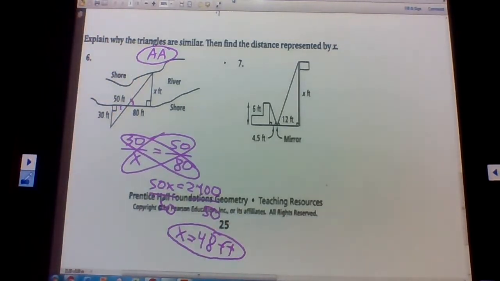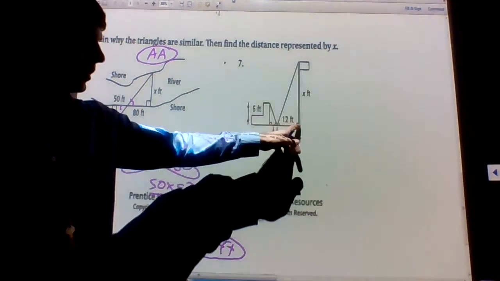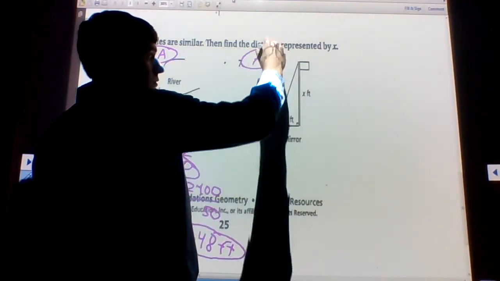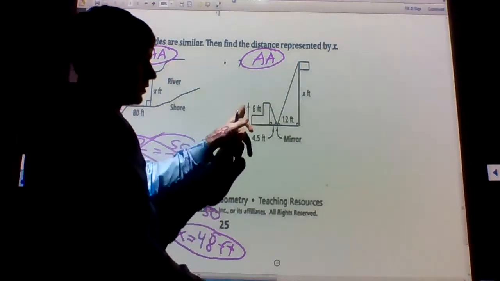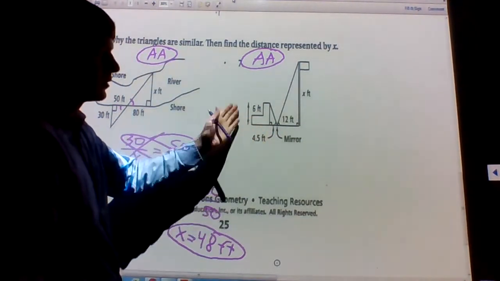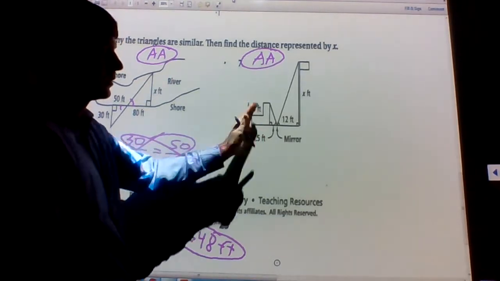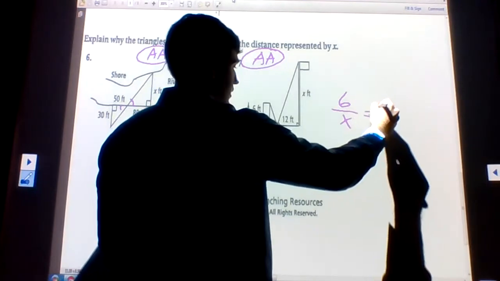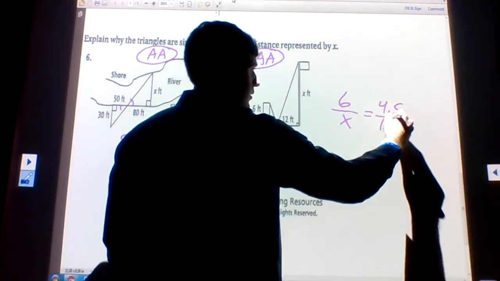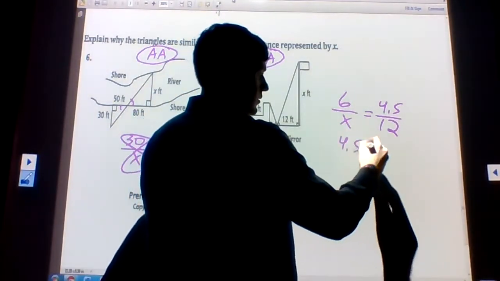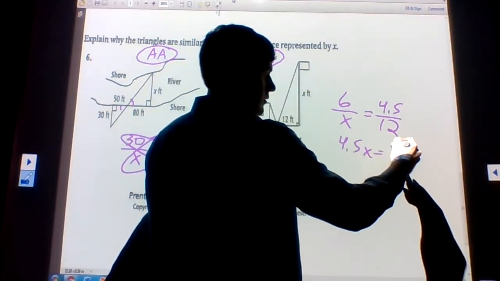Okay. Over here, again, you have two pair of angles that are congruent, so angle-angle similarity tells us the triangles are similar. If the triangles are similar, the sides are proportional. So 6 is the height. It's the school building though, but the height of the school building is 6. So 6 matches with x, and 4.5 with 12. We cross multiply, 4.5x equals 72.